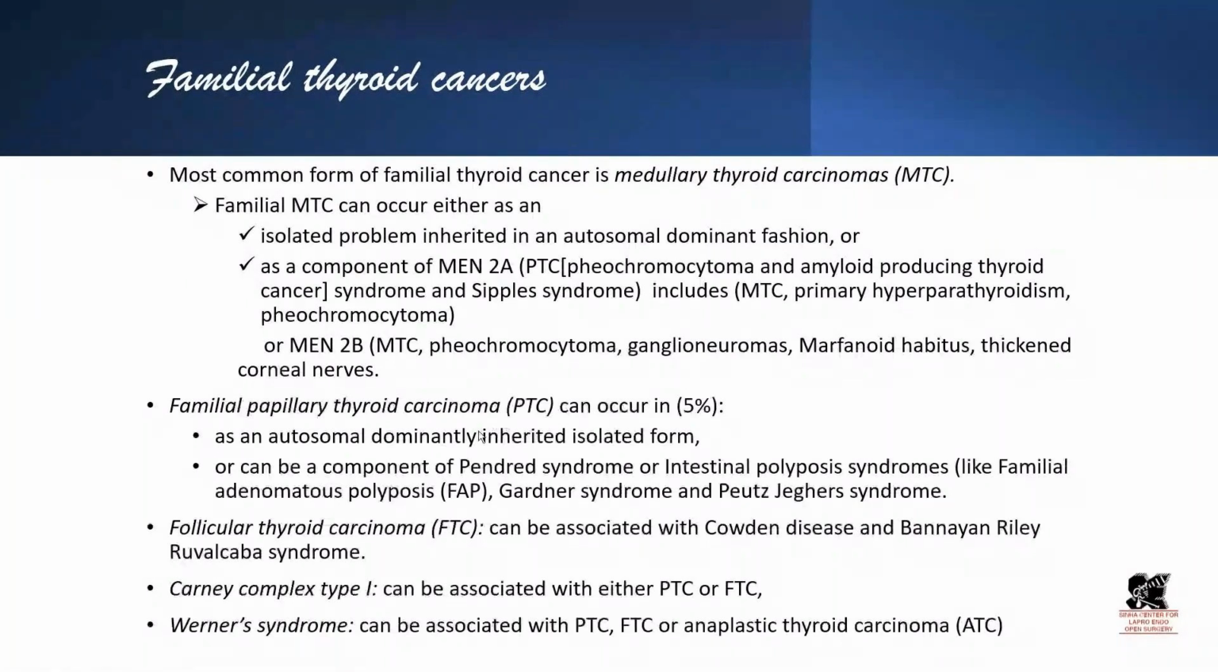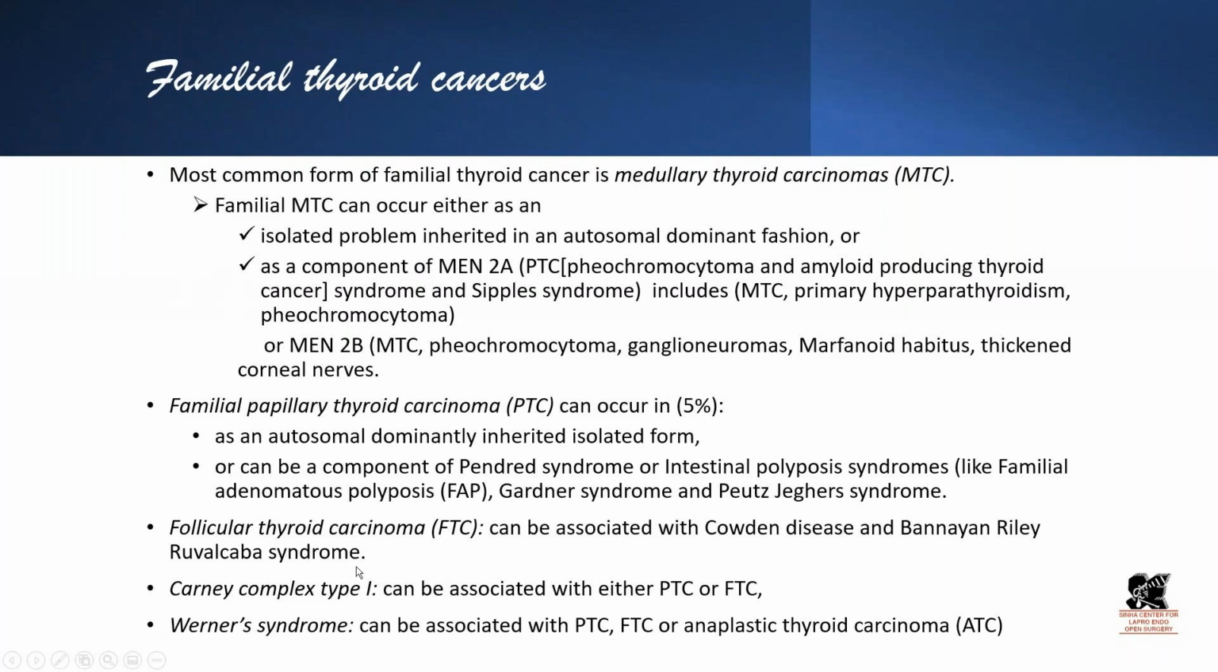The second is a familial papillary thyroid carcinoma, which occurs in 5% of cases. Occurs again as an autosomal dominant, inherited as an isolated form, or it could again be a component of a syndrome like Pendred syndrome or intestinal polyposis syndrome, where you've got the FAP, the Gardner's, and Turcot syndrome. Follicular thyroid carcinoma can also be associated with a familial history, and there the usual association of syndromes is the Cowden disease and the Bannayan-Riley syndrome.